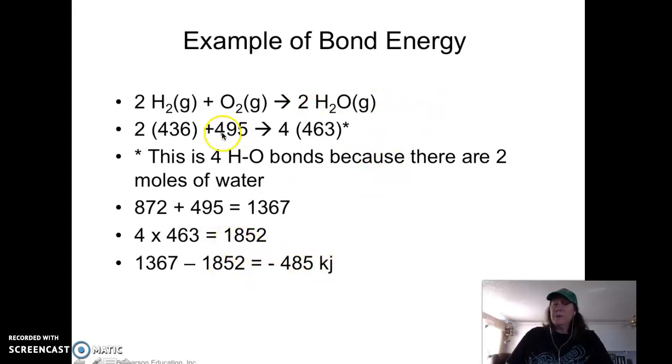Either or. If it was a positive number, you could write it on this side, or just write delta H positive 485. Either way, if energy is on this side, it's endothermic. On this side, it's exothermic. If it's negative, it's exothermic. If it's positive, it's endothermic.